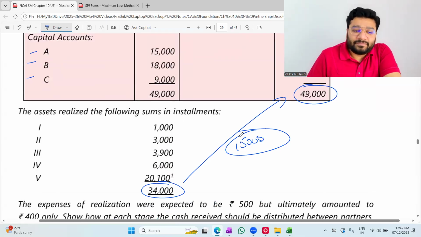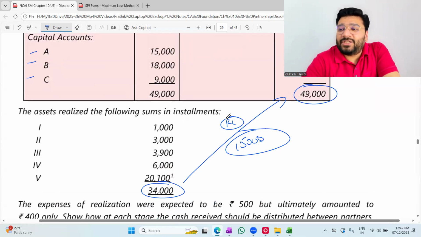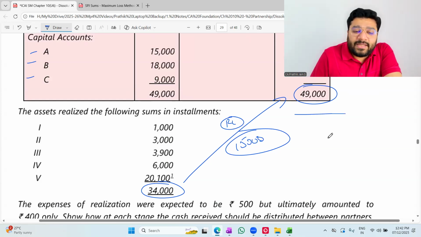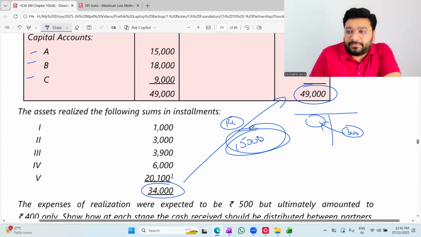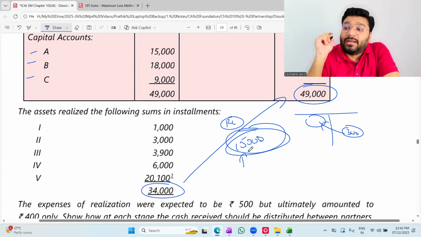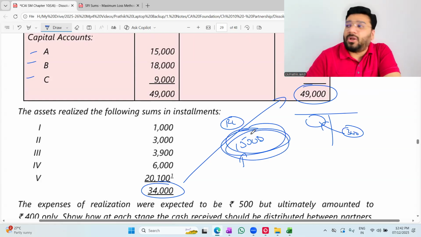Where did it come? Realization loss. Correct. On the debit side of the realization account, you transferred 49,000. Got it? And how much is realized? 34,000. The difference between the two is what? 15,000 realization loss on assets. This is not the final realization loss. In that, what will get added? Dissolution expenses will get added. So without dissolution expenses, this is the realization loss.